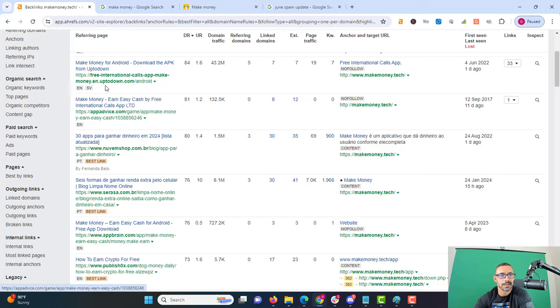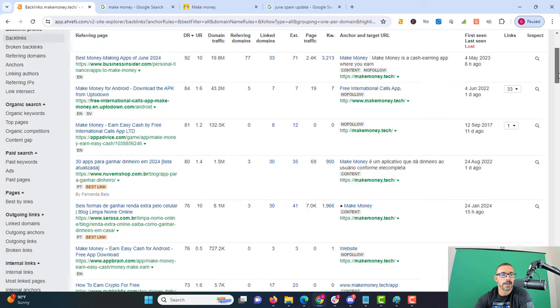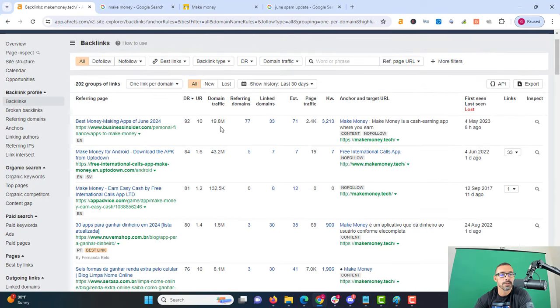App Advice, Make Money. But again, look what's also in a lot of their reverse sink or swim, you know, the titles and the URLs of the links that are pointing to them. This is the other thing that I say is very important, right? When you're building your links, this is super important. Money making, right? Make money. Right here, make money. Make money. Make money easy, or earn easy cash. Same thing. Make money, earn easy cash.